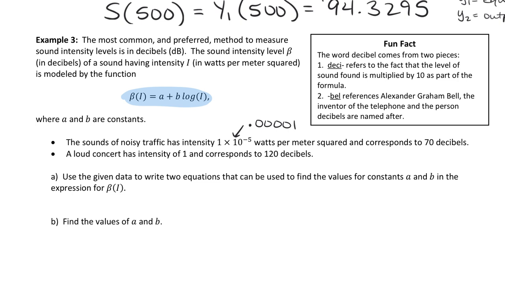A loud concert has an intensity of 1 and corresponds to 120 decibels. Use the given equation and data to write 2 equations that can be used to find the values for constants a and b in the expression for beta of I. We would plug them in. Remember, we're not plugging in an a and b, we're finding a and b. A plus b times the logarithm of 0.00001 is equal to what?